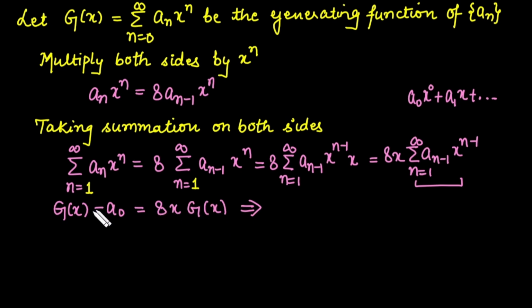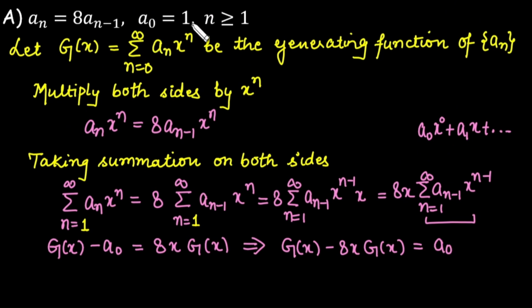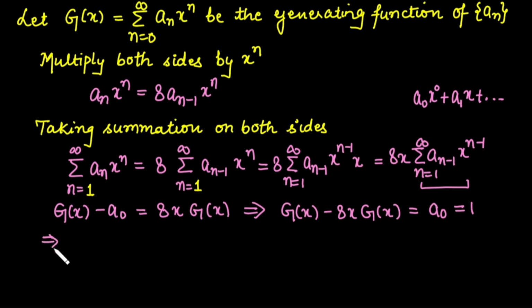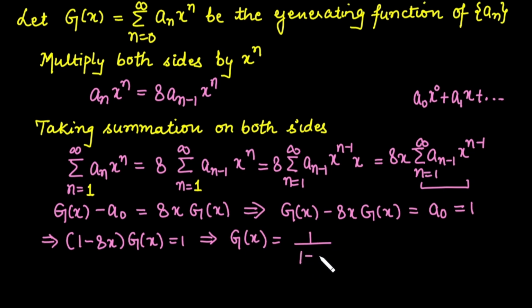So first we will take this term on the other side. So we can write g(x) minus 8x g(x) is equal to, take this a0 on the other side, we have simply a0. And the value of a0 is 1. From here, we have (1 minus 8x) into g(x) is equal to 1. This implies g(x) is equal to 1 upon 1 minus 8x. Now we can write this one in form of minus 1 power.